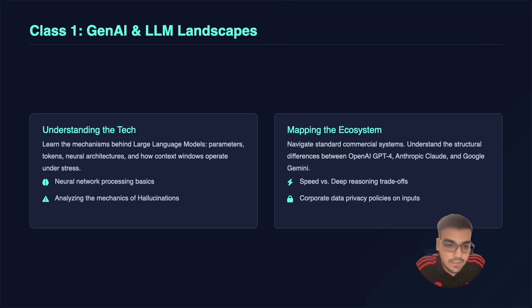On the left, we cover understanding the tech. We will explain transformers, parameters, token limits, and context windows. You will learn how neural networks predict the next logical word in a sequence based on probability. We will also address the mechanics of hallucinations, why models generate plausible sounding but completely incorrect facts, and how to spot them.